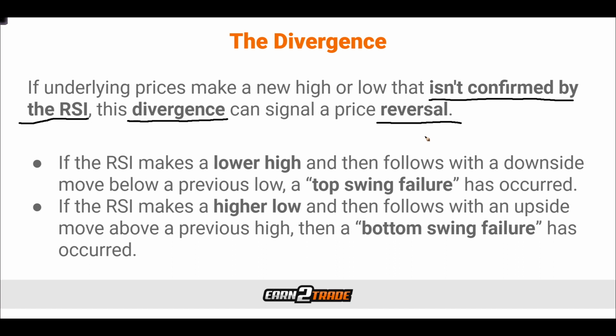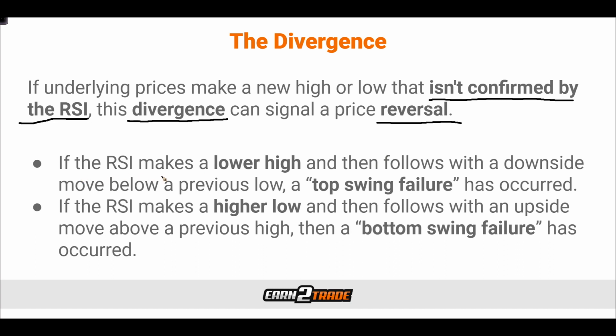So in order to understand what a divergence means relative to an RSI, we just need to focus on this top sentence up here. And I'm going to repeat it one more time. If underlying prices make a new high or low that isn't confirmed by the RSI, this is a divergence that can signal a price reversal. So long story short, if we see the RSI going one way, but we see price going the other way, we have ourselves a divergence, and this absolutely can be used as some type of a trading signal.